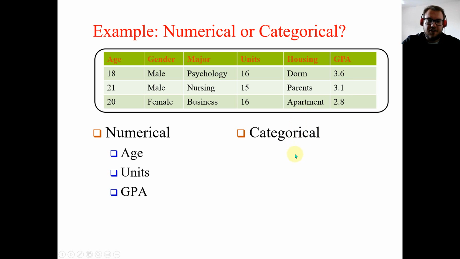So categorical variables, well, gender, because male, female, or other is going to be a category. Major, because clearly you can cluster people into a major, like psychology or business. And then housing, well, this is also going to be categorical because you can't enumerate housing. It doesn't make sense to quantify it. So housing would be the last example of a categorical variable.